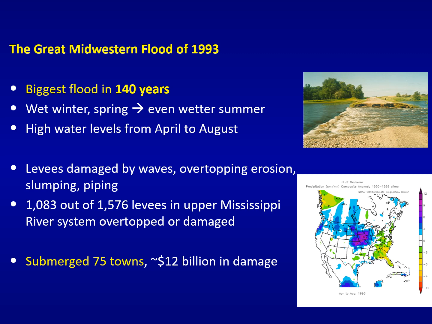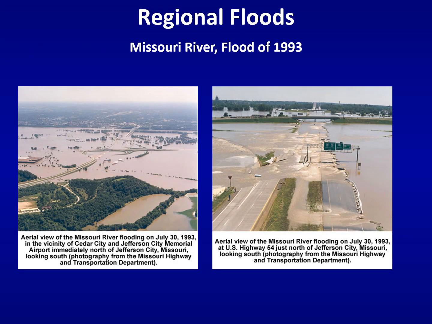And so levees were overtopped and damaged by waves. We had over 1,000 levees in the upper Mississippi River system overtopped and damaged. It submerged 75 towns and caused over 10 billion in damage. And you can see pictured here a damaged levee here with water flowing over. The sheer amount of rainfall in the central part of the U.S. that was had during that time helped contribute to this. And here's a picture of flooding of the Missouri, which is just upstream from the Mississippi at its confluence with the Mississippi here, but just massive flooding causing lots of problems.